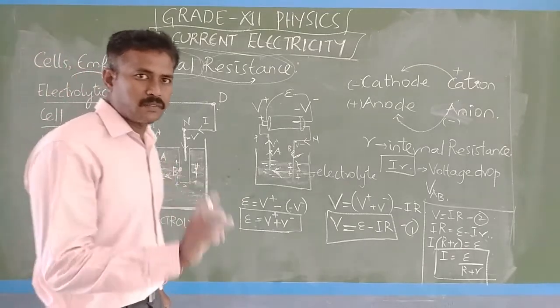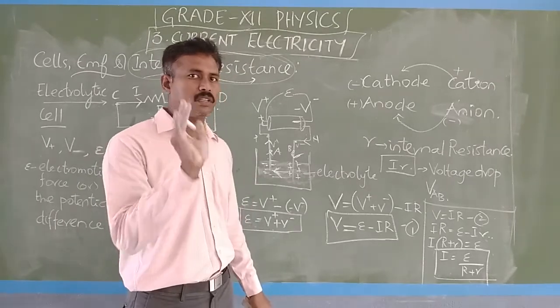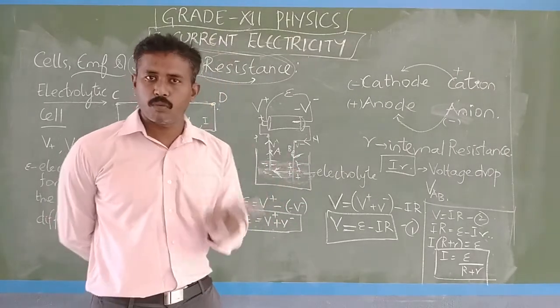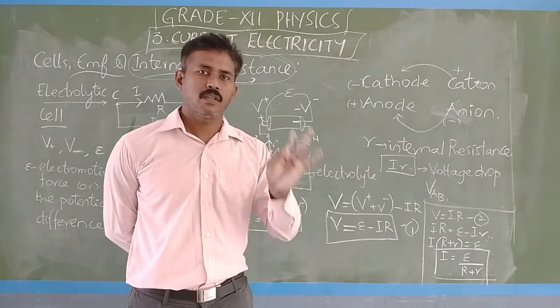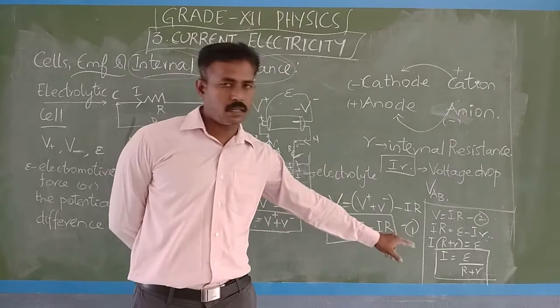That is small e. It represents the electromotive force or the potential difference. If the question gives the electromotive force or the potential difference, you can use this E symbol formula.